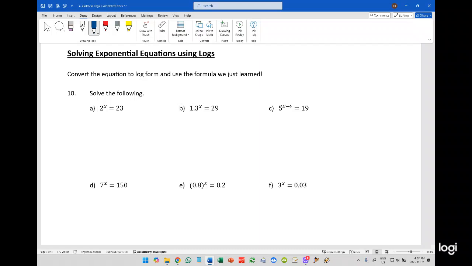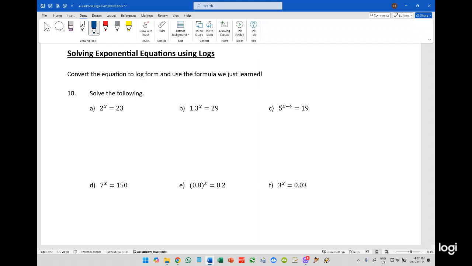Now here's the thing. You can estimate these in the exact same way you estimated the logs because it's still the same question really. What exponent am I putting on 2 to get 23? And we know 2 to the 4 is 16. 2 to the 5 is 32. So it's between 4 and 5.